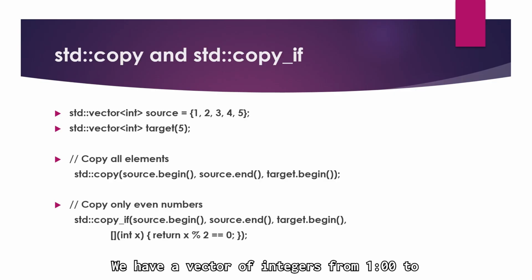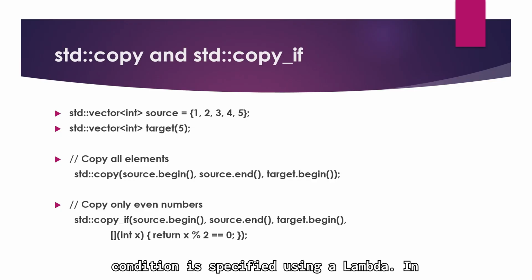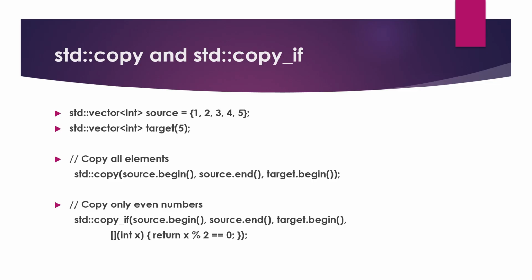We have a vector of integers from 1 to 5. First we copy all of them into another vector. Then using copy_if, we only select the even numbers. The condition is specified using a lambda, in this case, x modulo 2 equals 0. Note, if the target container does not have enough space allocated, you must use back_inserter to safely append elements.